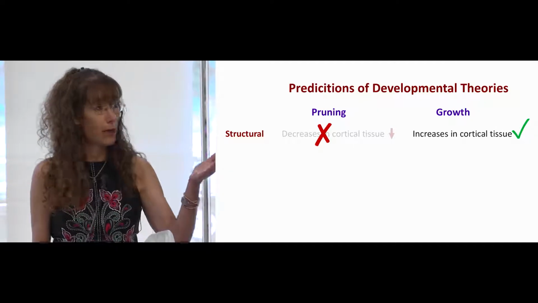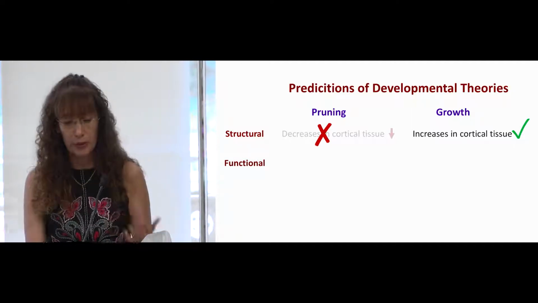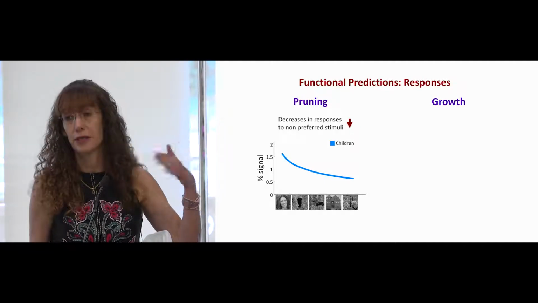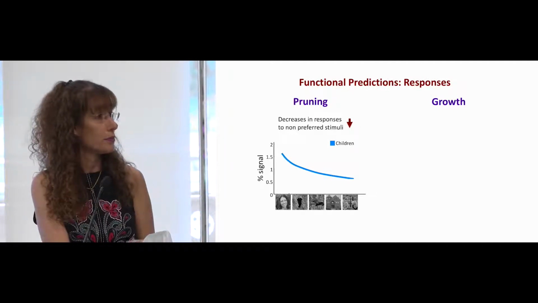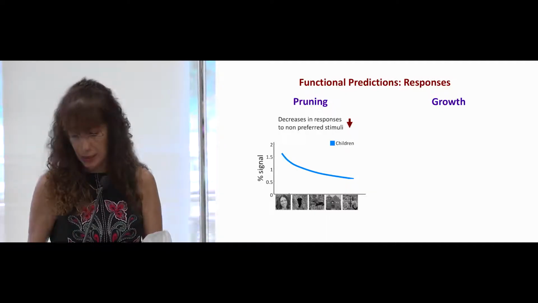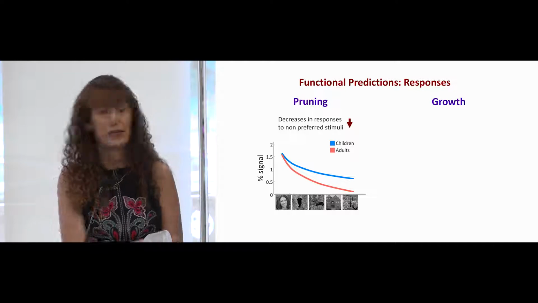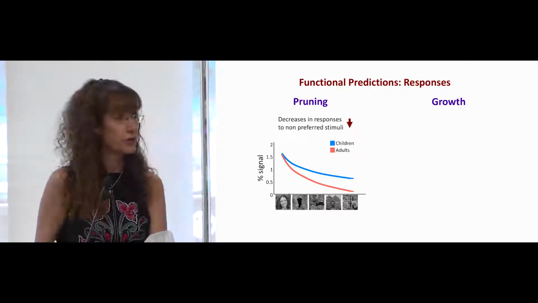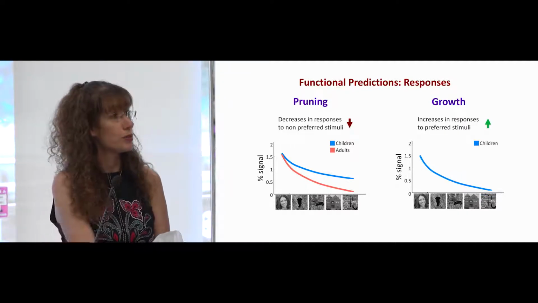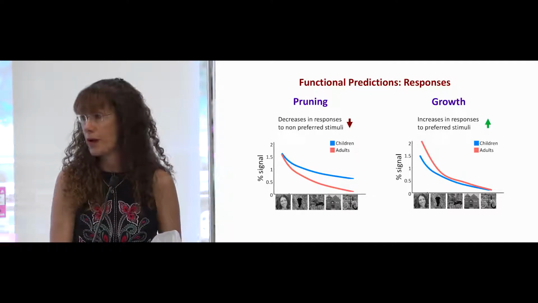Let's go back and think about what the functional consequences of development are. So if we look at the predictions of the pruning and growth hypotheses, to remind you, pruning predicts decreases in the responses to non-preferred stimuli. So if we're looking at responses in a face-selective patch, we expect them to be higher for faces than for other stimuli. But what pruning predicts is that what happens with development is a decrease in responses to non-faces without changes in responses to the preferred stimulus. In contrast, the growth hypothesis predicts the opposite outcome, in which we should see a significant increase in the responses to faces with no big changes in the responses to non-faces.